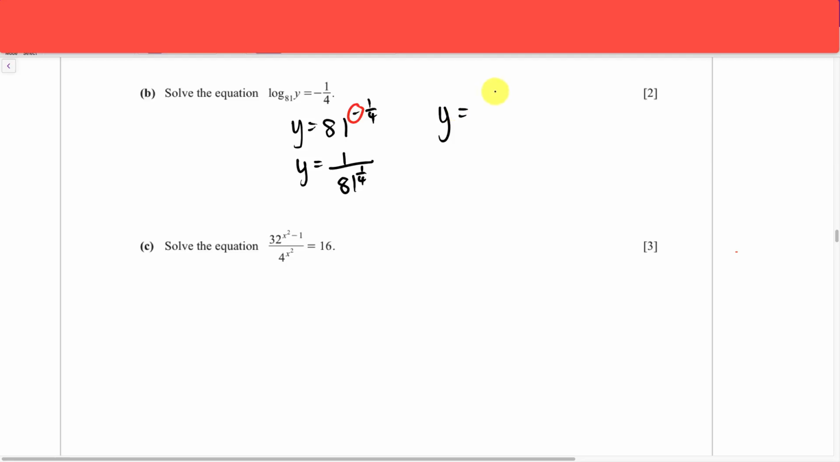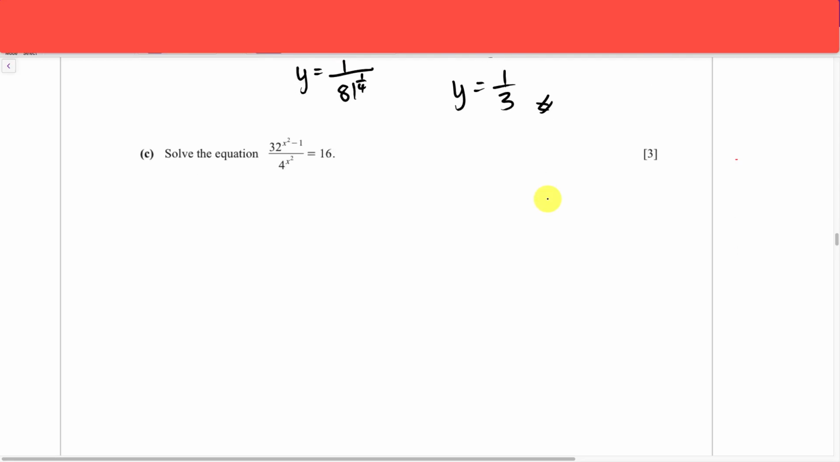But if you don't understand that, what you can do is change 81. You know 81 is 3 to the power of 4. And then multiply by 1 over 4, you simplify. So the answer is just 1 over 3. Alright, it's not too hard. So the next one is the indices.